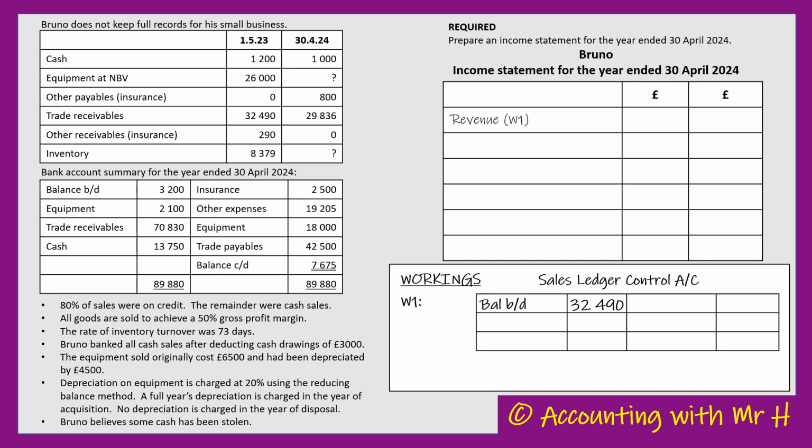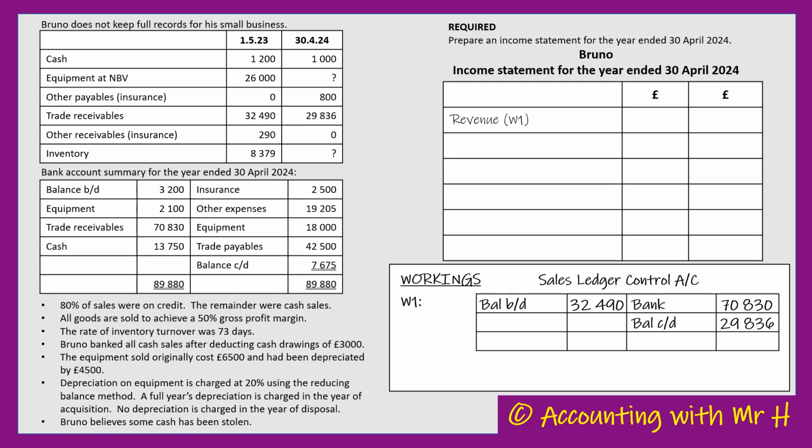Well, if I look in his bank account, I can see on the debit he received £70,830 from his trade receivables. So that then is going to be on the credit of his sales ledger control account because it's reducing the amount that his receivables owe him. And then lastly, what was going on at the end of the year? Well, the table at the top, I can see that Bruno knows he was owed £29,836 from his receivables at the end of the year. So that would be a balance brought down on the debit for next year, which means it will be carried down on the credit this year.